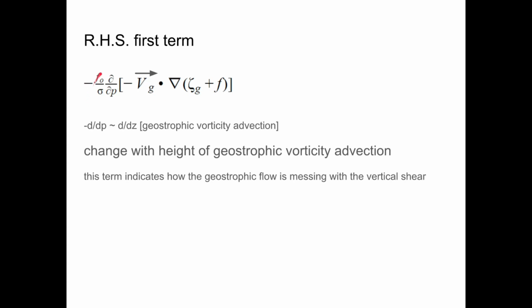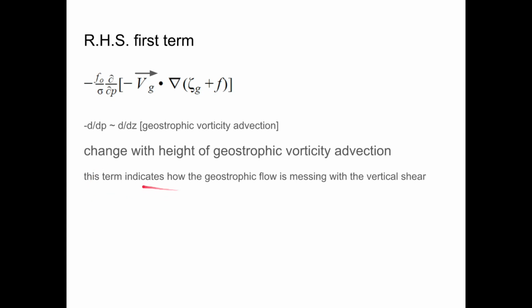And then we take minus f naught over sigma d by dp of that. Well, minus d by dp of something is basically the same as d by dz of something, right? Because pressure and height go in opposite directions. In the northern hemisphere, f is positive, sigma is the static stability parameter, that's positive. So this is just a positive constant. So basically this is saying we're taking the vertical derivative of the geostrophic vorticity advection. We want to see how the geostrophic vorticity advection changes with height.